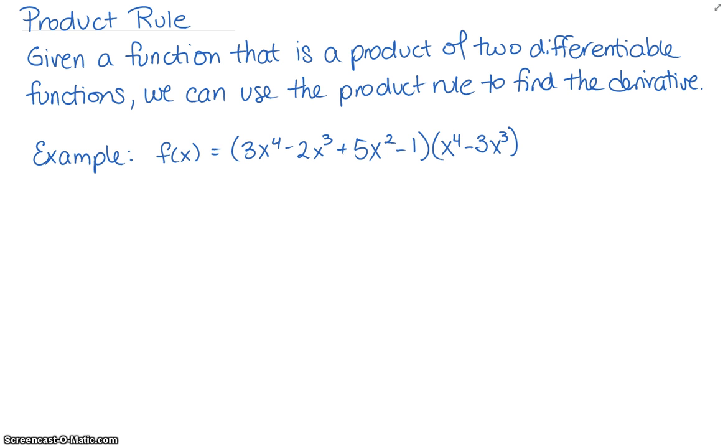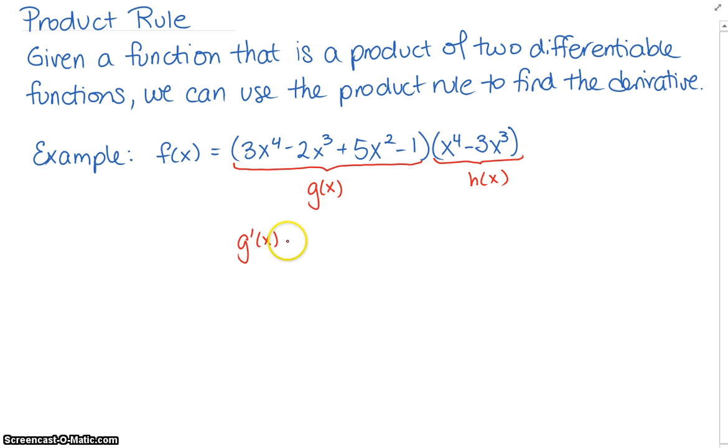There's two ways. You could technically distribute this all out and then use the power rule, but when you get into more complicated products, it's easier actually just to use the product rule. In order to do that, we do need to split this up into the two parts, the two functions that are being multiplied that are differentiable. And let's just call them g and h, just so they don't match our f of x that we have in the beginning here. In order to use the product rule, we do have to also find the derivative of g of x and the derivative of h of x.